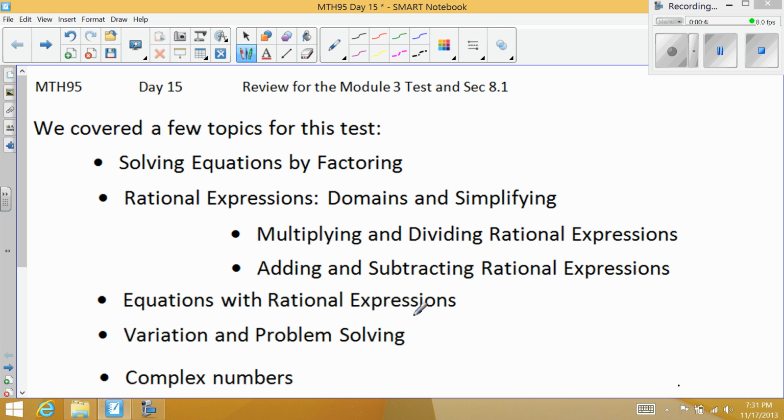Equations with rational expressions were where we could clear the fractions. The variations problems, direct variation, inverse variation, we had some story problems there. And then the complex numbers are the i values. So let's go through each of those a little bit.